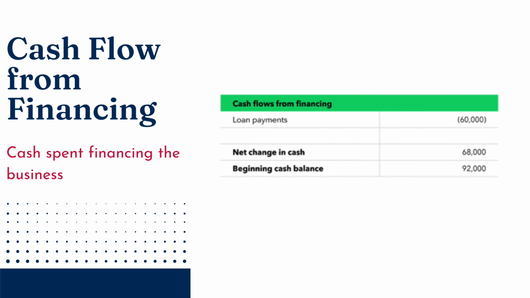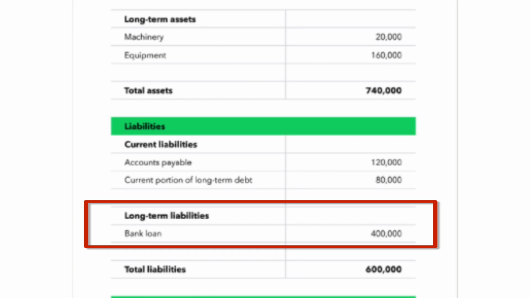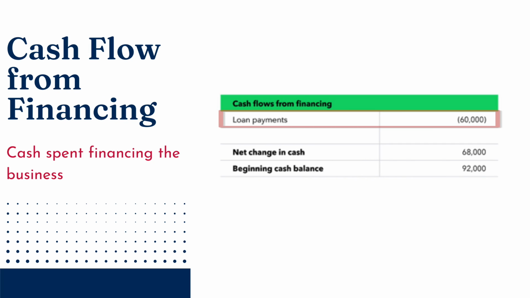Cash flow from financing activities. Now, the final section of the cash flow statement includes sources of cash from investors or banks, and these inflows would be shown as capital raised from loans or equity. Outflows of cash would be payments of dividends, stock buybacks, or payments of outstanding loans. In our example, the statement includes $60,000 in loan payments for a bank loan of $400,000. Now, we'll get this information on the $400,000 bank loan from the balance sheet, but the $60,000 will be made in individual payments made during the period.